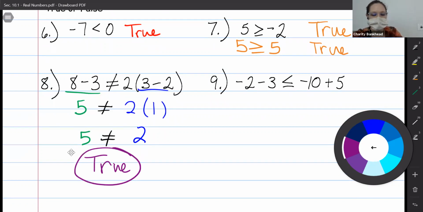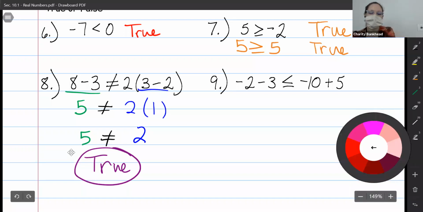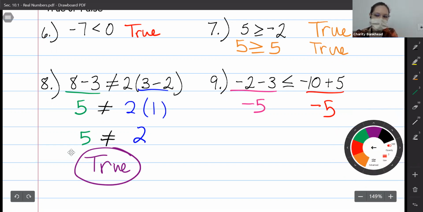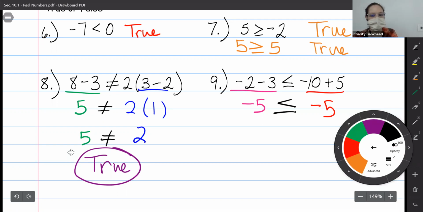Number 9 says -2 minus 3 is less than or equal to -10 plus 5. So simplify each side. So -2 minus 3 would be -5. And -10 plus 5 is -5. So -5 is less than or equal to -5. True.